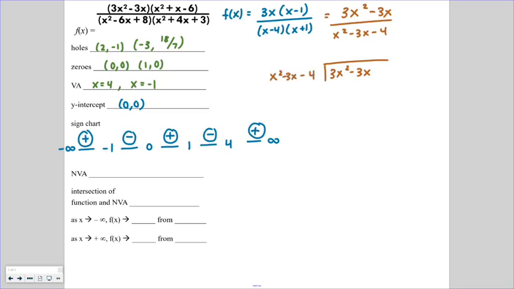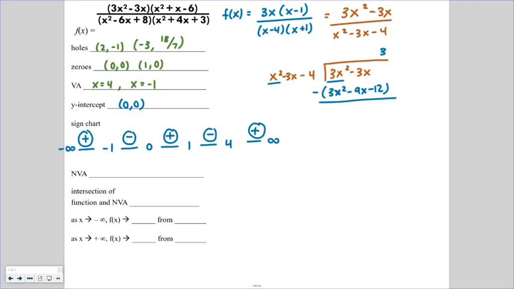And the question is, what are we multiplying x squared by in order to get to 3x squared? And the answer is positive 3. I'm going to multiply the divisor by that. We get 3x squared minus 9x minus 12. And remember, we're subtracting everything there.